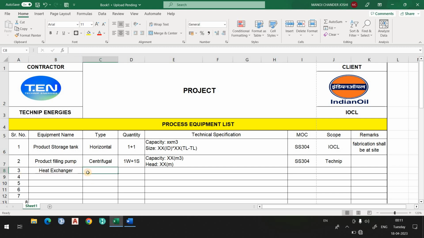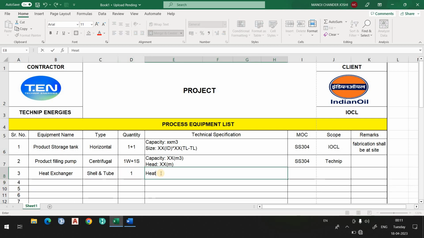Okay, now which type of heat exchanger are you using? Let's suppose I am using a shell and tube here. How many quantity? That is 1. Now what technical information will you provide about the heat exchanger? That could be your heat duty. And other information you could also provide: the size, and simply the number of tubes.